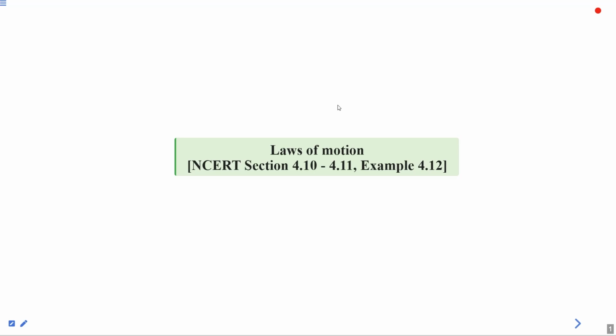Hello students, in today's lecture we are going to learn about laws of motion, NCERT section 4.10 and 4.11 plus example 4.12.